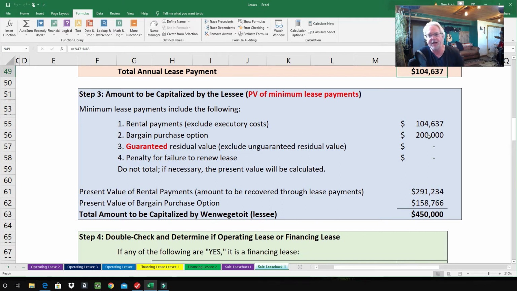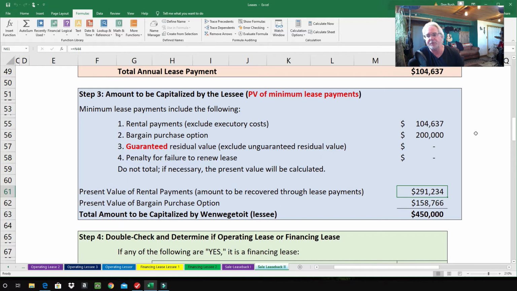Bargain purchase option, there it is. We have a bargain purchase option. Number 3 is guaranteed residual value. Now there's no guaranteed residual value. However, there's unguaranteed residual value, but we don't include unguaranteed. So we'll leave it blank. Penalty for failure to renew lease. 0. Here it is. The lease will not be renewed. There's no penalty. But what we're really interested in is the present values of these.